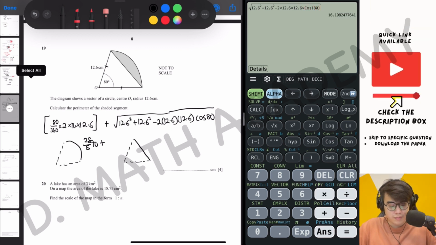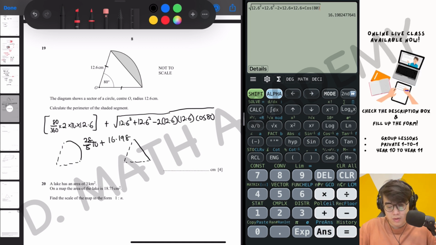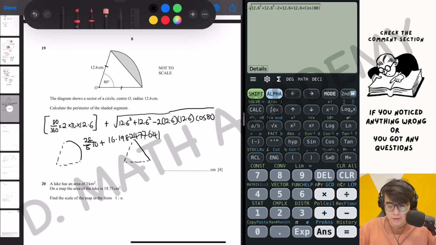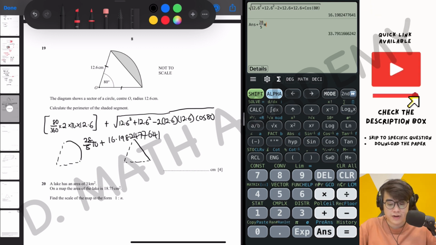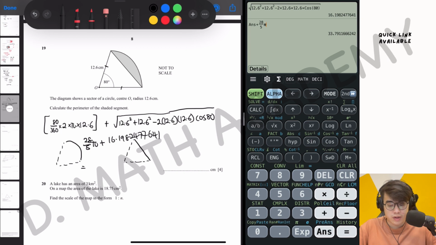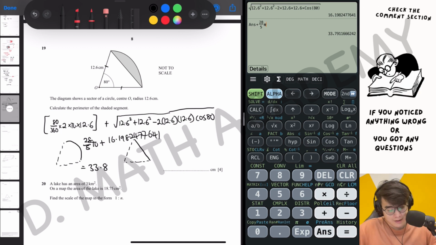So for the one at the back, it will be 16 something. Okay, add it up with our 28 over 5 pi and check your final answer. So we got it as 33.8 after correcting it to 3 significant figures.